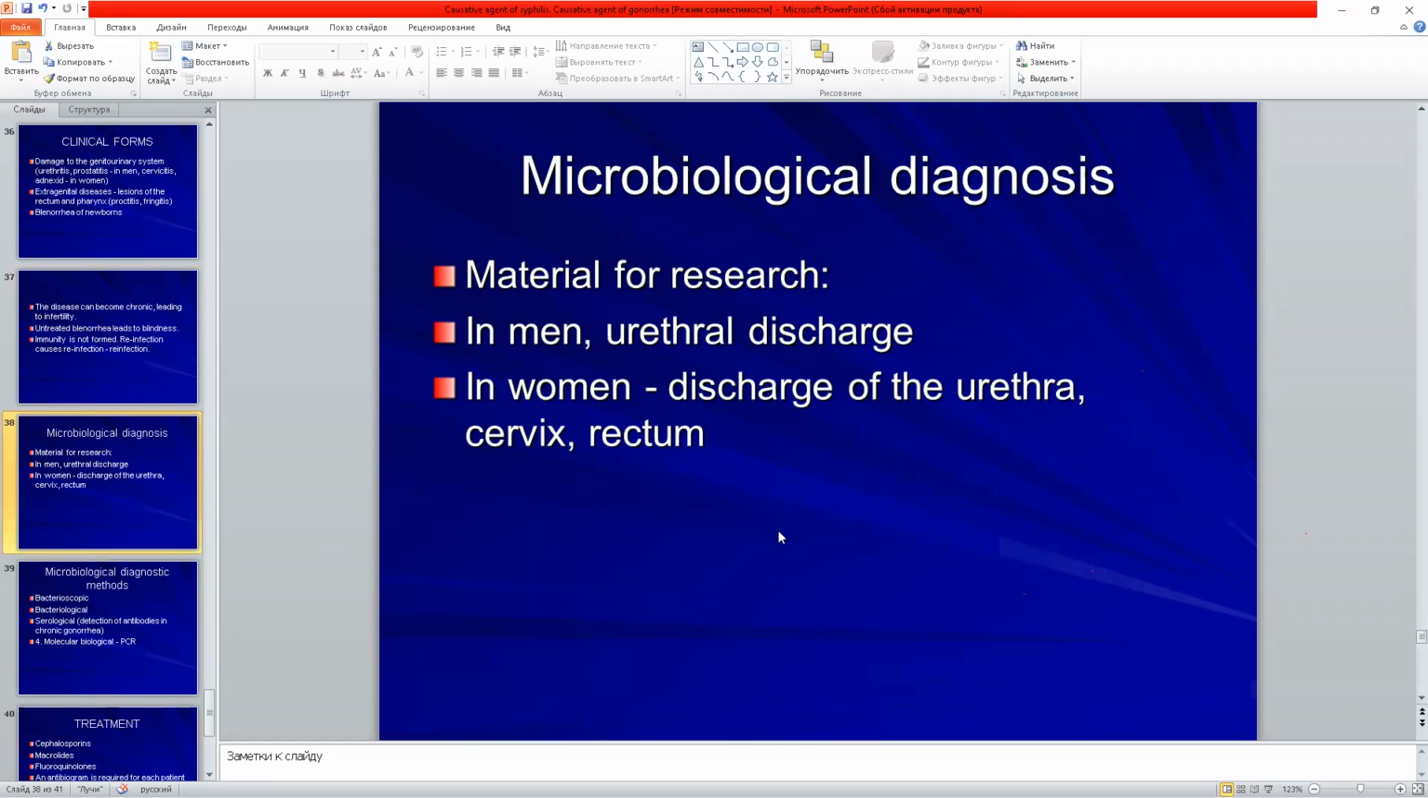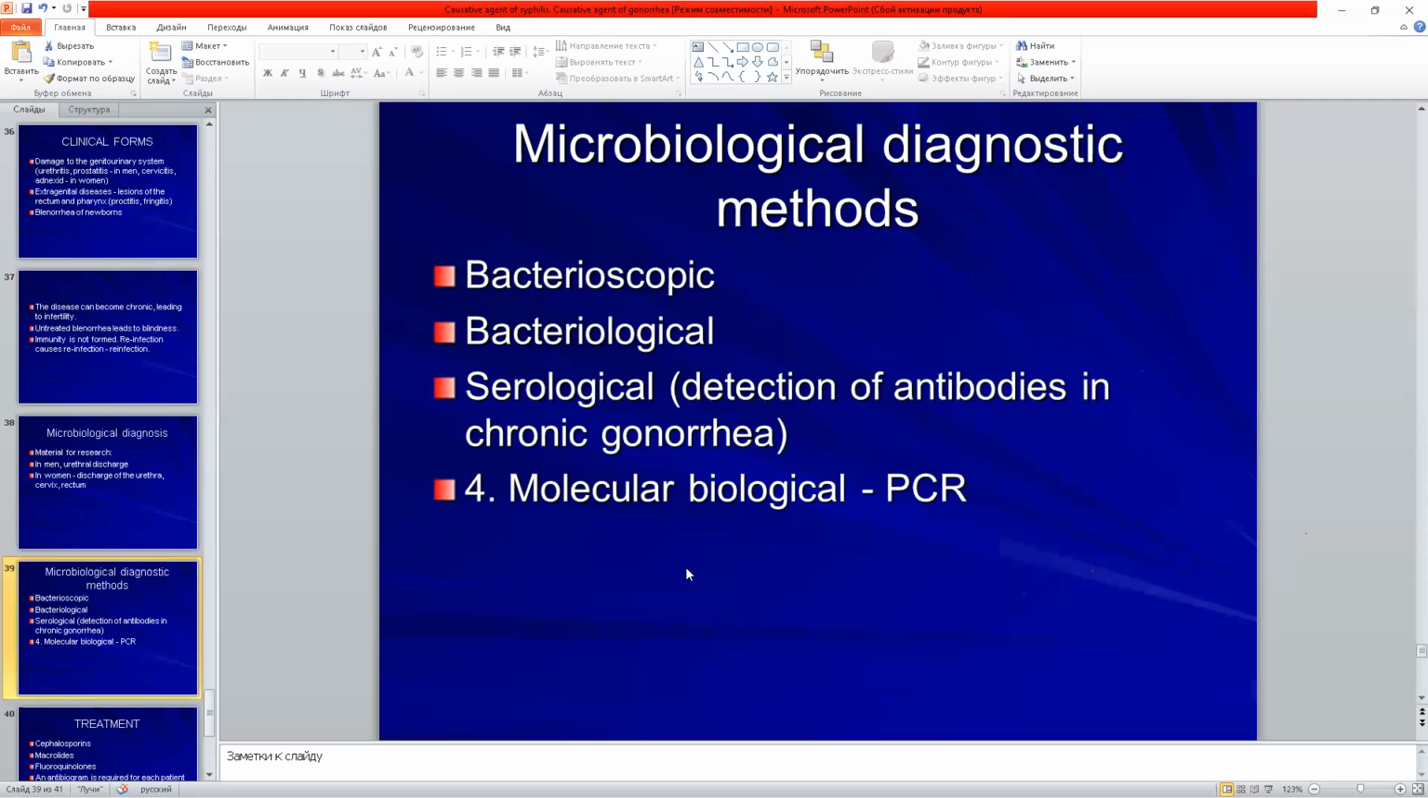Microbiological diagnosis. Material for research: in men, urethral discharge; in women, discharge of the urethra, cervix, and rectum; and in case of conjunctivitis, pus from the eyes. Microbiological diagnostic methods: bacterioscopic, microscopical method, bacteriological method, cultivation, serological, detection of antibodies in case of chronic gonorrhea, and molecular biological method. PCR is used for detection of nucleic acid.